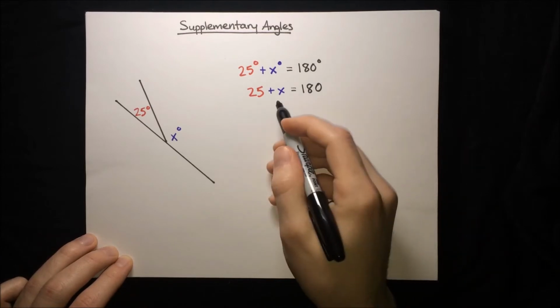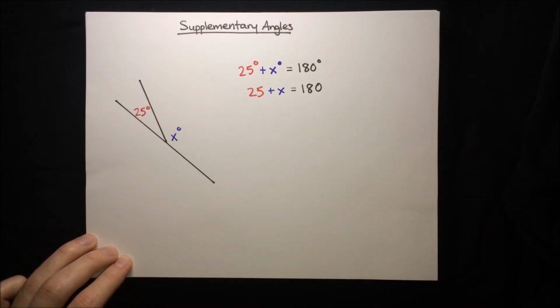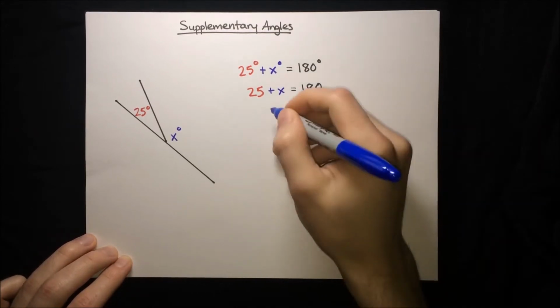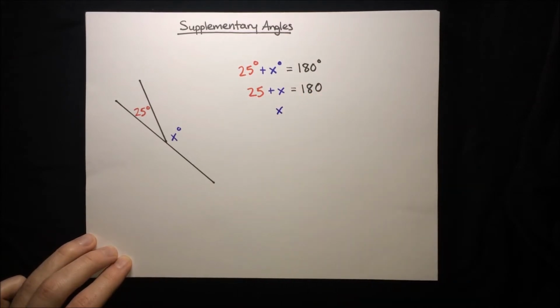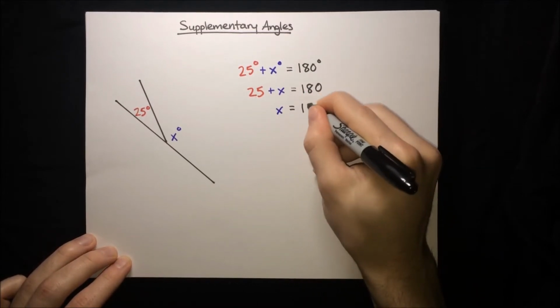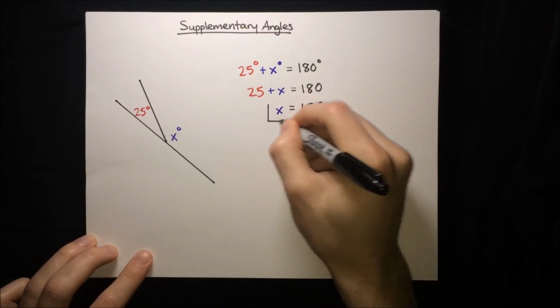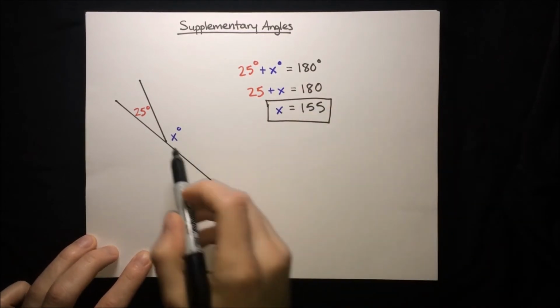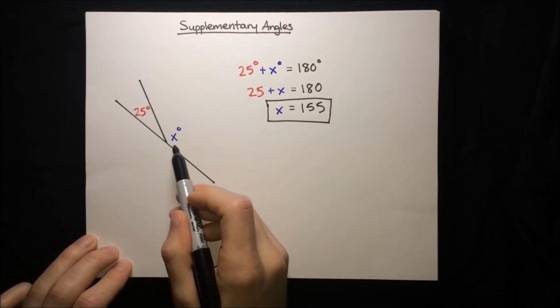And now to solve for x, we can just subtract 25 from both sides of the equation, and we get x is equal to 155. So this angle here is just 155 degrees.